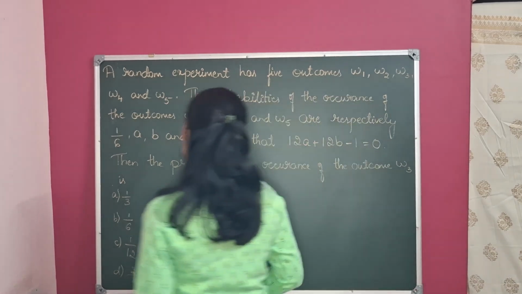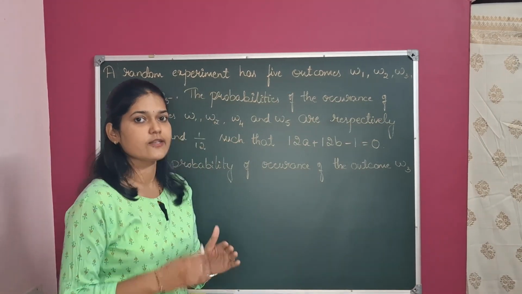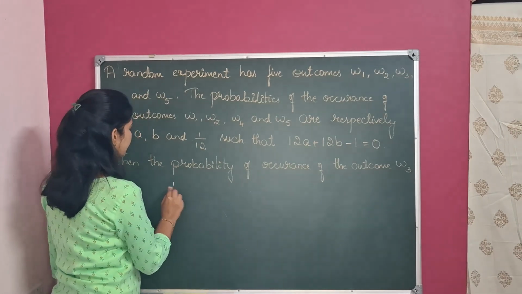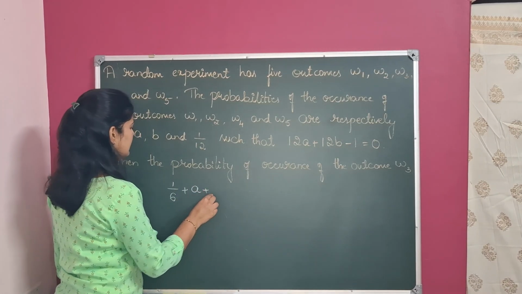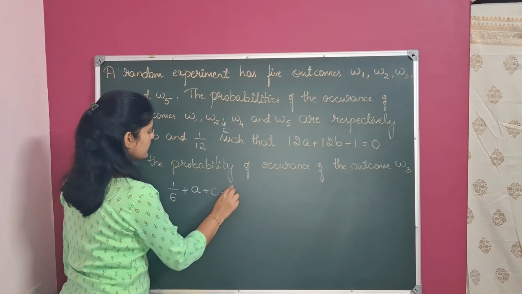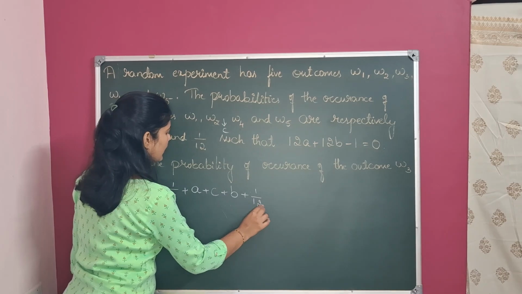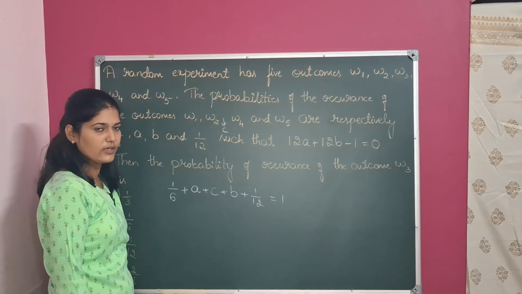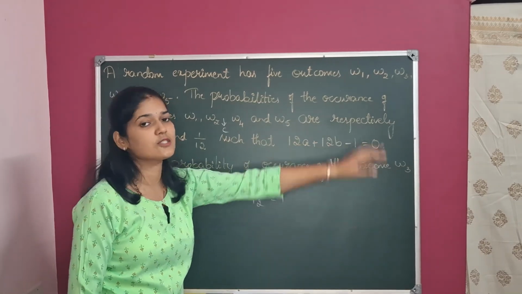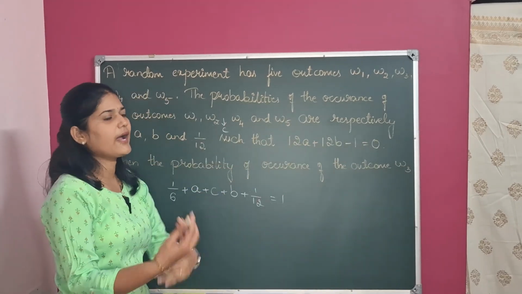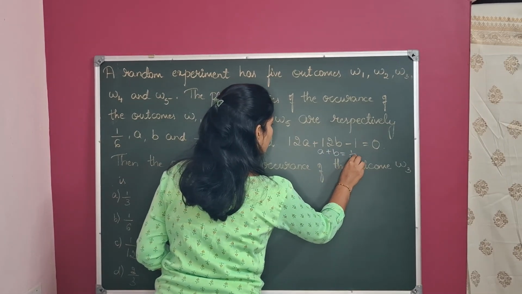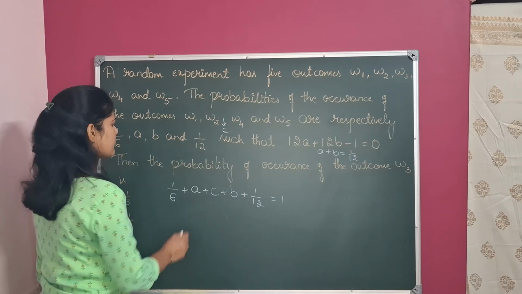For that, we know that sum of the probabilities of the outcomes is always equal to 1. That is, if we add the probabilities, let us assume the probability of omega 3 is C. So, C plus B plus 1 by 12 which is equal to 1. And also they have given another relation, that is 12a plus 12b minus 1 equal to 0. If we shift the term and simplify, then we get the value of a plus b which is equal to 1 by 12. So let us substitute the value.